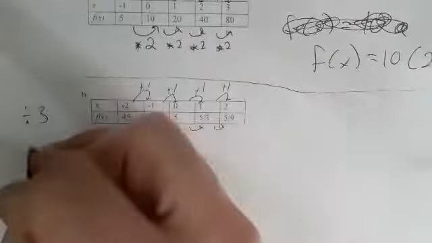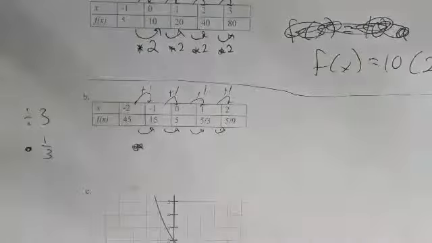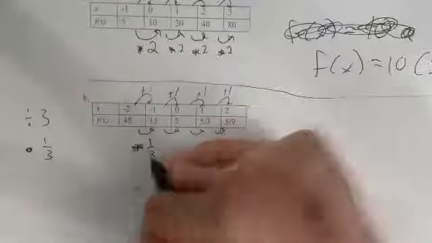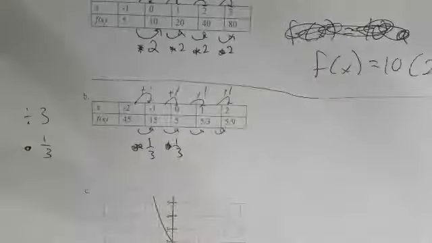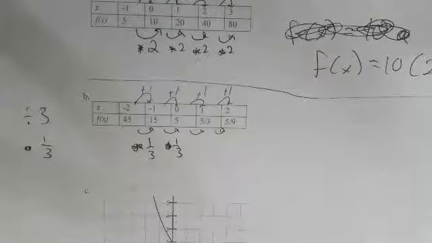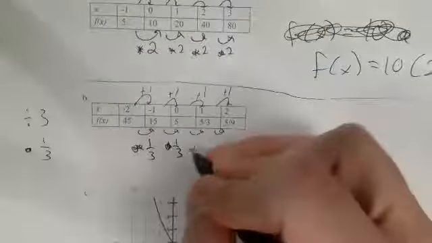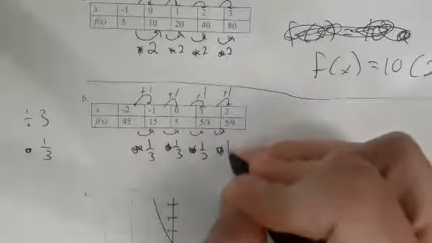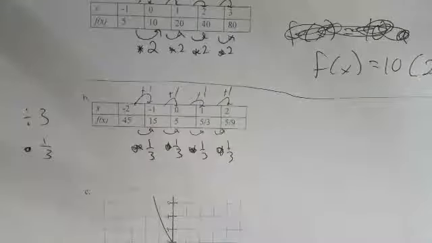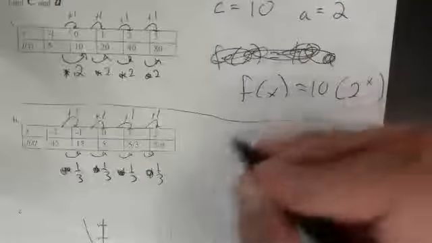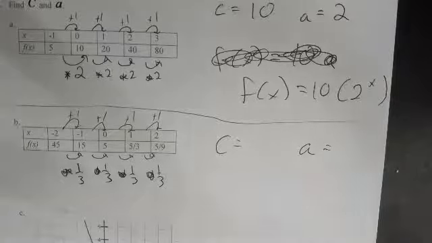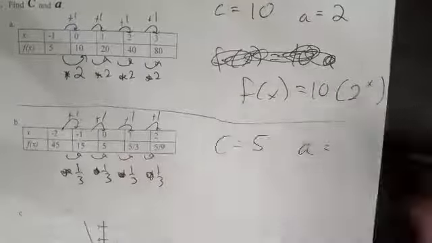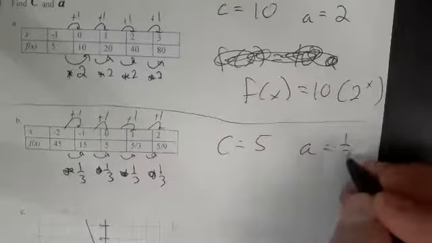It's like dividing by 3 is multiplying and flipping it, right? So dividing by 3 is like multiplying by 1/3. Divide 15 by 3, we get 5. All right, so I got to fill out my information, my C and my A. I want to know the coefficient, which is like my y-intercept, which is like this value 5 right here. My A is the 1/3.